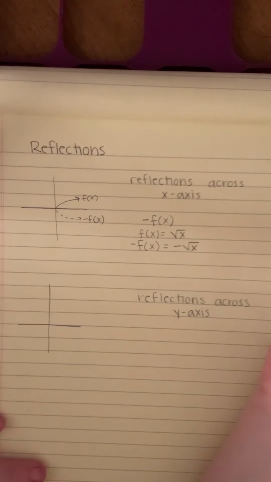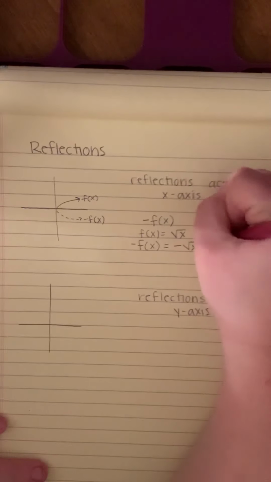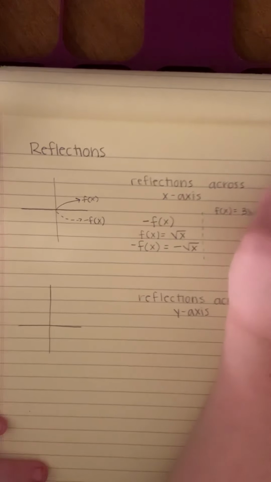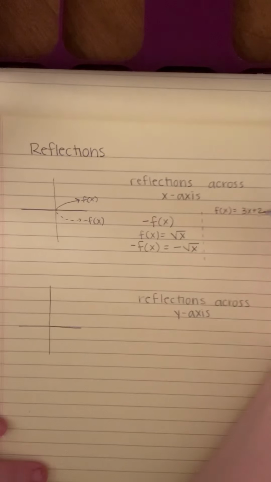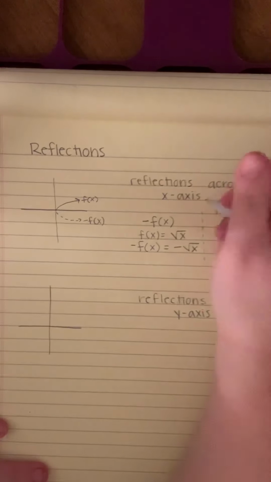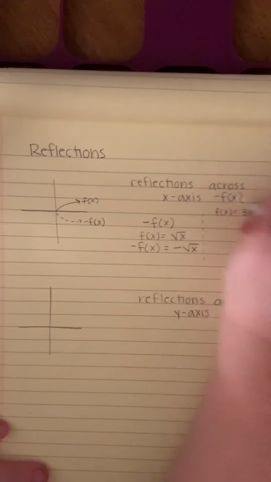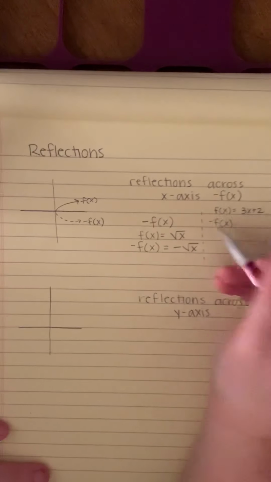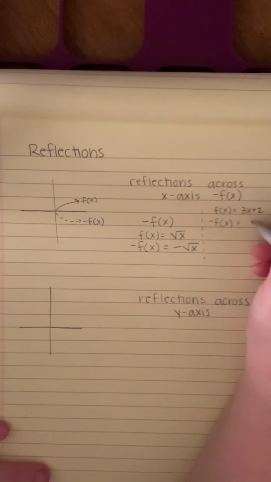A problem that a lot of people have with negative reflections is when we're not just talking about parent functions. Okay, so if I was going to say f of x equals 3x plus 2, so if I gave you a linear function and said, I want you to reflect it across the x-axis, well, my reflection across the x-axis is still negative f of x. So what that means is I need to put a negative in front of the whole thing. So a lot of people forget that what that looks like is this.